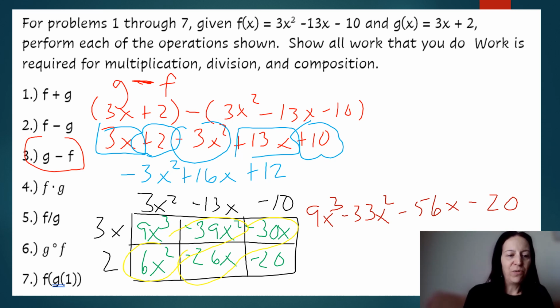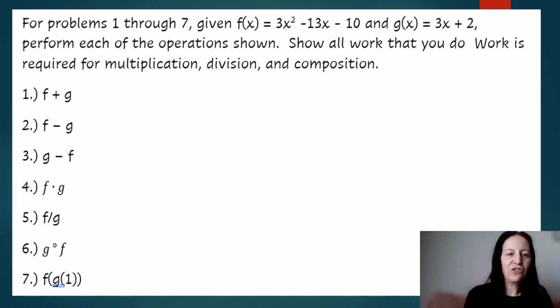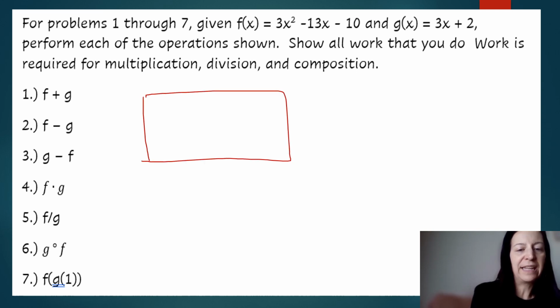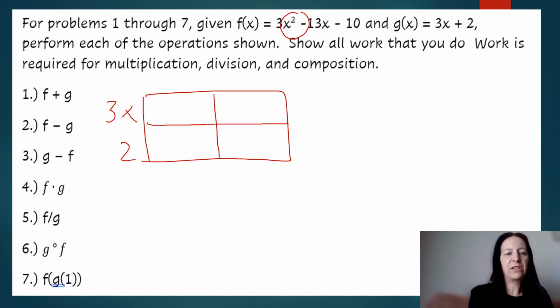All right, so moving on to the next one, which is division. So we're going to do F divided by G, and for this one, we are going to use the area model again, except in this case, the number of columns is going to be equal to the degree, so I need 2 columns, and I'm going to be dividing by G, so we're dividing by the 3x plus 2.